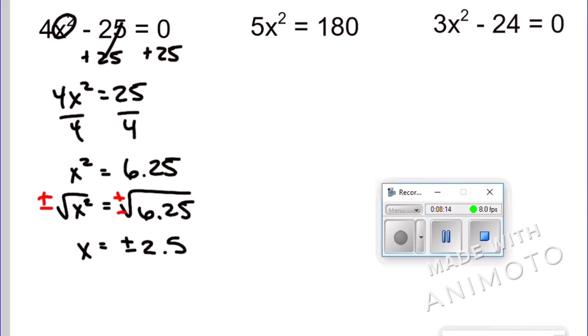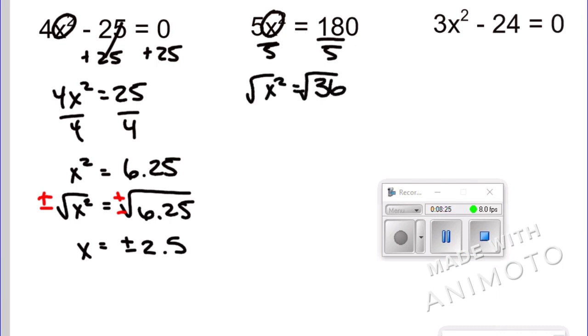This next one is even faster than the first because our x squared term is almost isolated already. All we got to do is divide by 5. We get x squared equals 36, and then follow the same process. Square root both sides, we get x equals plus or minus 6. Again, a positive or a negative 6.